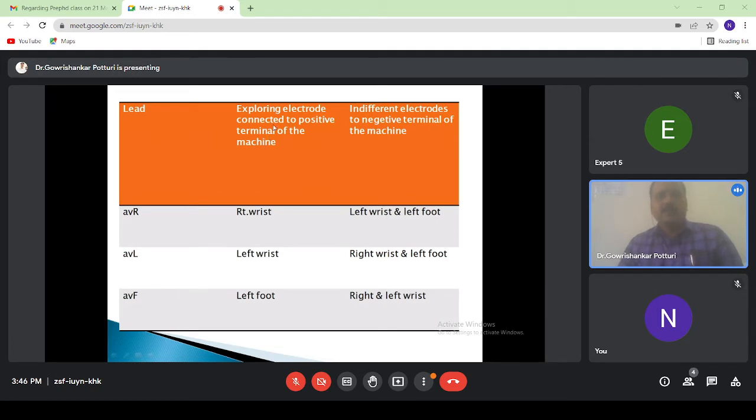Now AVR, the exploring electrode is connected to right wrist, indifferent electrodes are connected to left wrist and left foot. AVL, the exploring electrode is connected to left wrist, indifferent electrodes are connected to right wrist and left foot. In AVF, the exploring electrode is connected to left foot, and the indifferent electrodes, that is the negative terminal, are connected to right and left arms. In the ECG machine, the exploring electrode is always connected to the positive terminal.